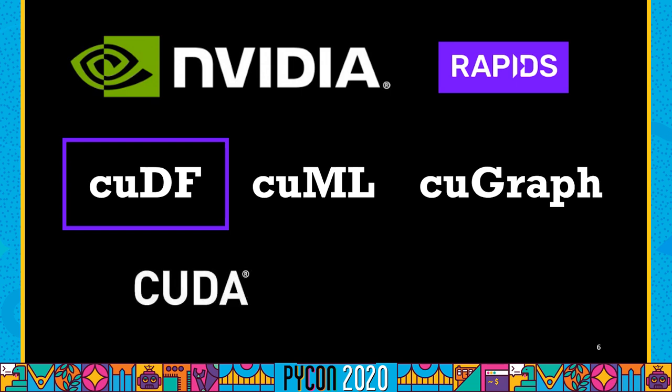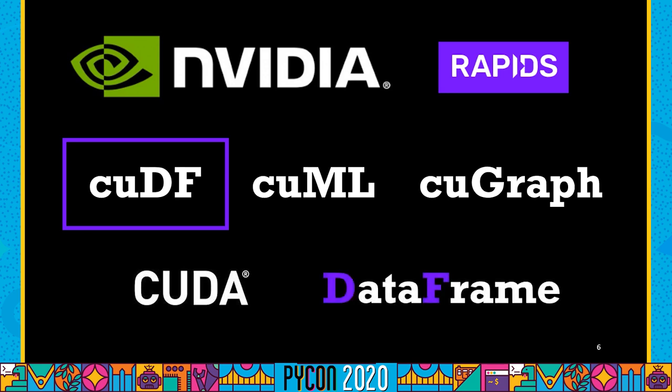The CU in each of these libraries comes from CUDA, which is the parallel programming platform and programming model, or at least that's what the online website says. I like to think of CUDA as the programming language that you can use to do GPU computing. And the DF in cuDF stands for data frame.